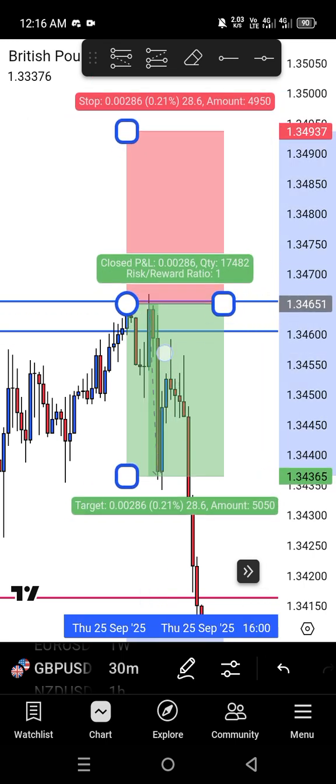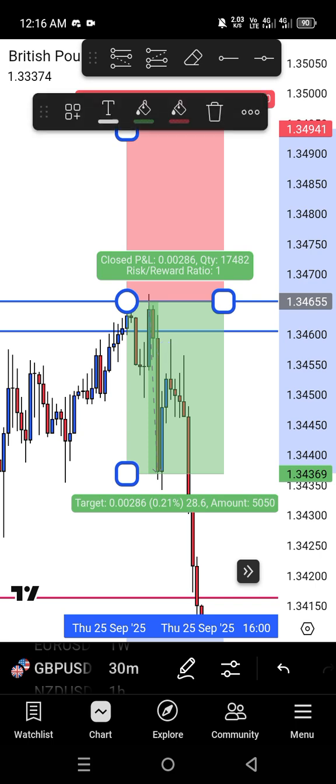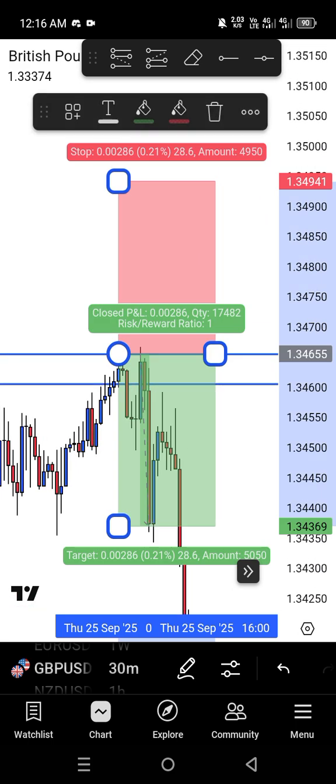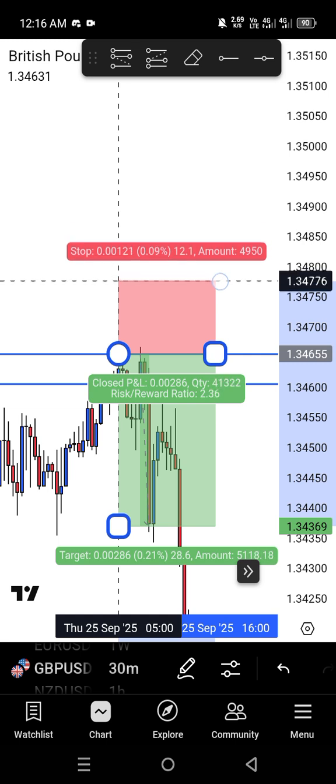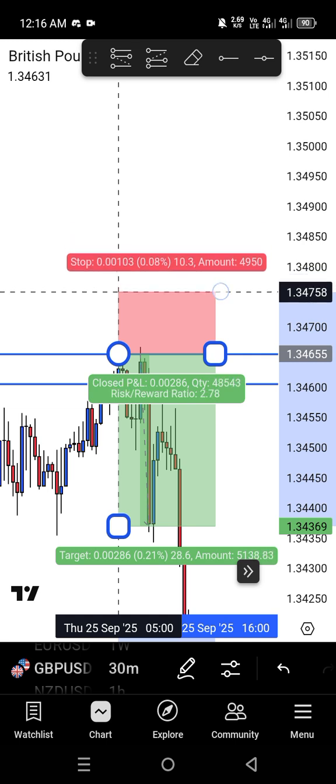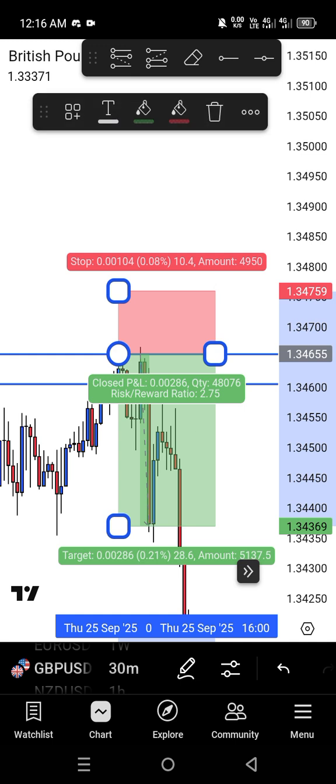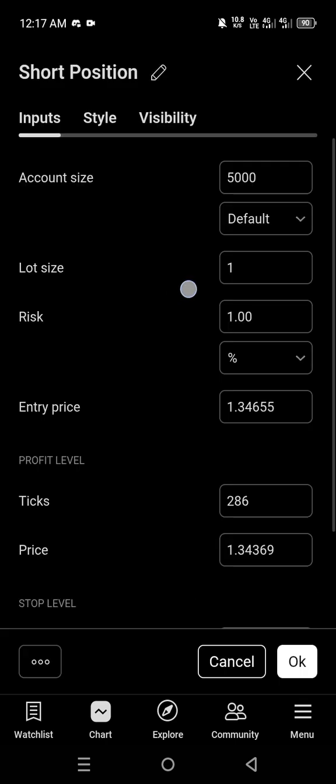Keep it simple, give it 10 pips. Just let me set it up. Okay, all right.